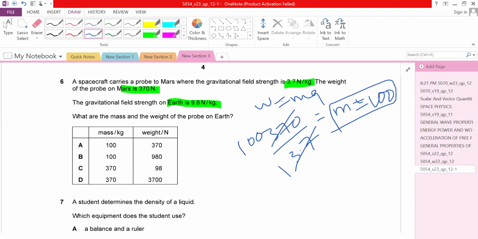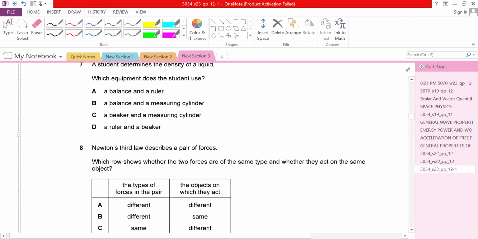Now the mass is 100 and the Earth's gravitational field is given as 9.8. So the weight would be 980. Correct option for question 6 is B.